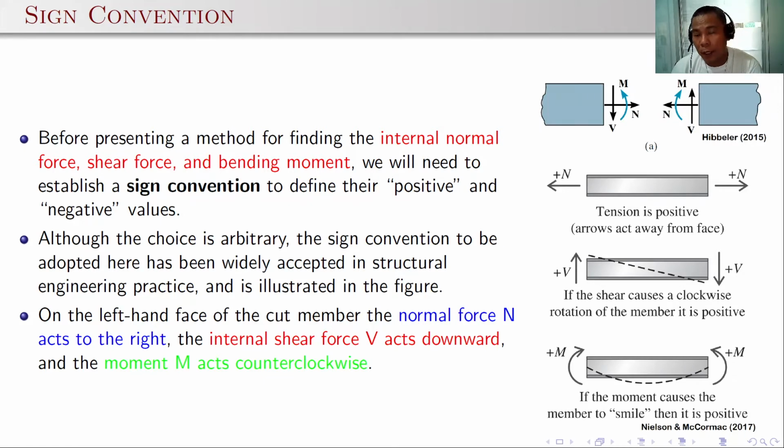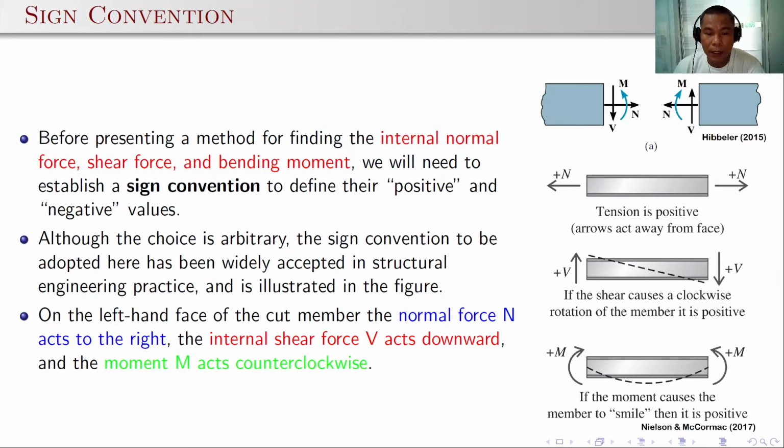Looking at figure A, again, we just focus on a certain point, the portion that we cut. So we have the different forces N, V, and M in the positive direction. For a force to be positive, it should be tension. That is, the arrow must act away from the face. So as you can see, left or right, as long as the arrow is acting away from the face, then it is positive and it is tension.